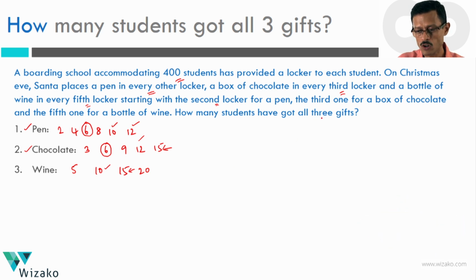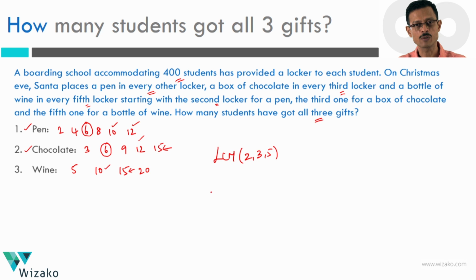We need to find out how many students got all 3 gifts. Before we go to the how many, let's find out who is the first student who would have got all these 3 gifts. The first number to be a multiple of 2, a multiple of 3, and a multiple of 5. The first such number is the one which would have got all these 3 gifts. Essentially, we are talking about the least common multiple of 2, 3 and 5, which is the first locker to get all these 3 gifts.